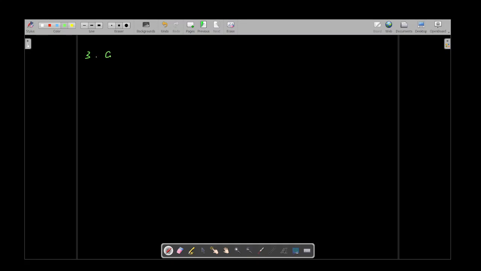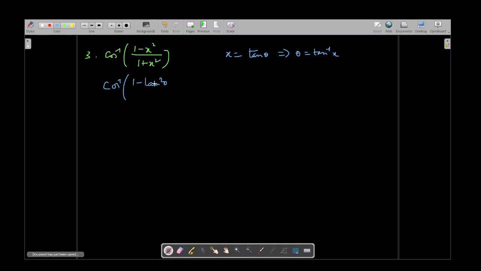We have cos inverse of (1 minus x square) divided by (1 plus x square). So here also we have 1 plus x square in the denominator. So what I do is I'll put x is equal to tan theta. So if x is equal to tan theta, then theta is tan inverse of x. So this becomes cos inverse of (1 minus tan square theta) divided by (1 plus tan square theta).